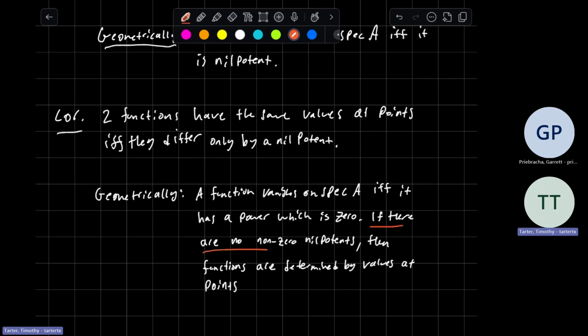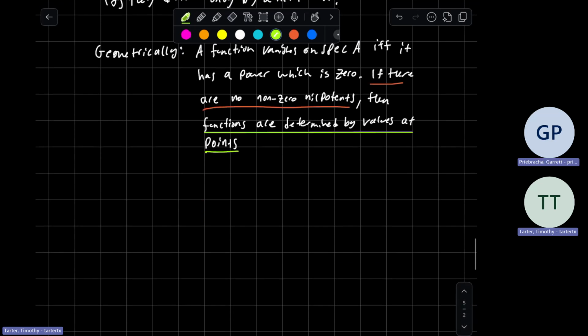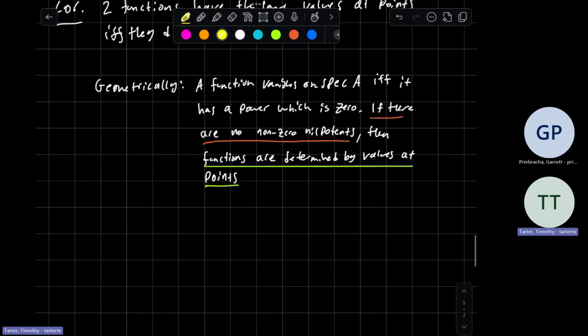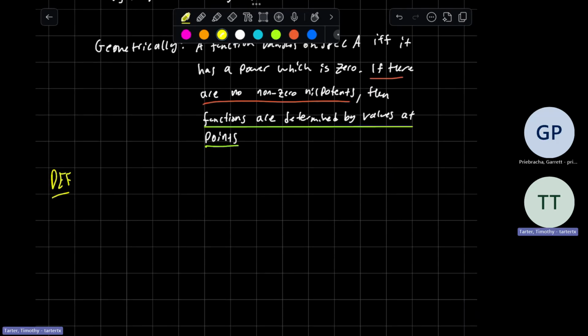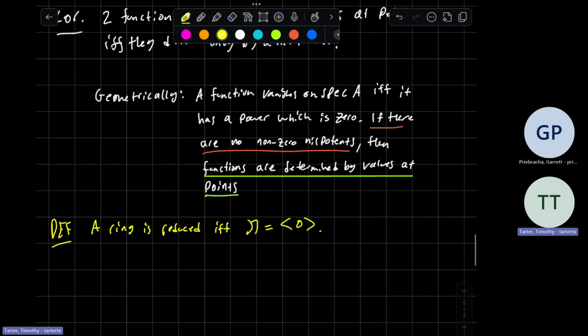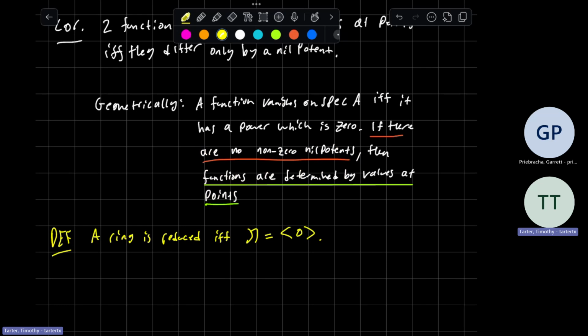So if there are no non-zero nilpotents, then functions actually are determined by their values at points. And so this leads to a definition. A ring is reduced if and only if its nilradical is the zero ideal. And this is the same condition as above: there are no non-zero nilpotents.